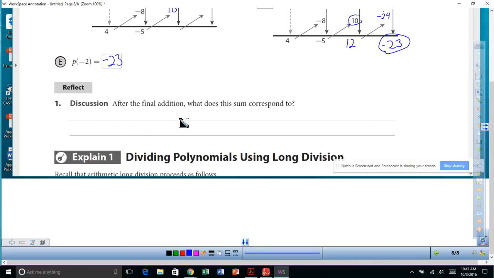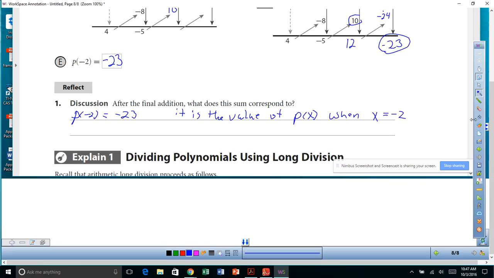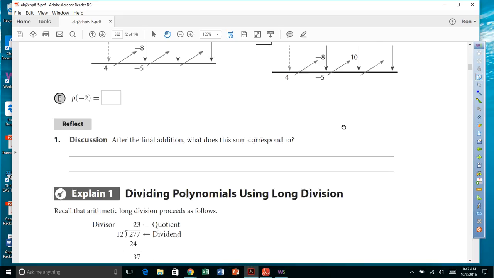After the final addition, what does this sum correspond to? So P of negative 2 equals negative 23. What does that correspond to? It's the value of P of x when x equals negative 2. And we saw that in the calculator. We did that several different ways.